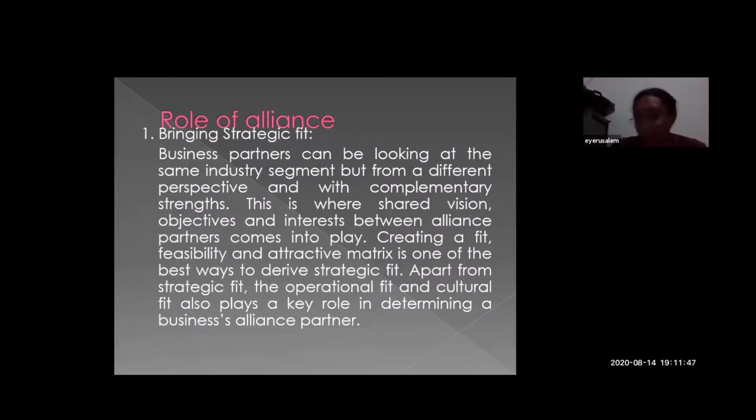When we see the role of strategic alliance, it plays many roles. The first role that strategic alliance plays is making strategic fit. As we know, business partners can be looking at the same industry segment, but they have different perspectives on what they see. This is where the shared vision, objective, and interest between the alliance partners come into play. Unless they share the same vision, objective, and interest, strategic alliance will not be effective. So creating a fit, feasibility, and attractive matrix is one of the best ways to derive strategic fit. And apart from strategic fit, the operational fit and cultural fit also play a key role in determining business alliance.